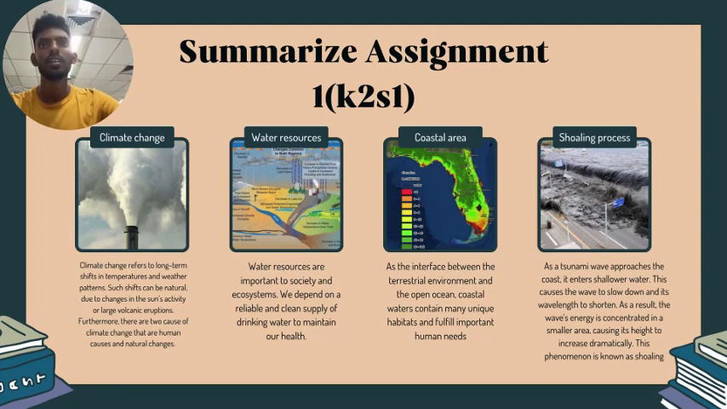Coastal areas are an interface between the terrestrial environment and the open ocean. Coastal waters contain many aquatic habitats and fulfill important human needs. Coastal waters support many species of fish and provide breeding habitats for 85% of migratory birds, relating to the Sustainable Development Goals, SDGs.